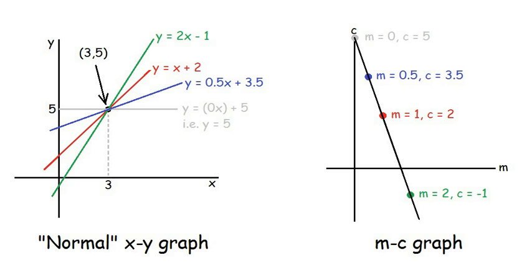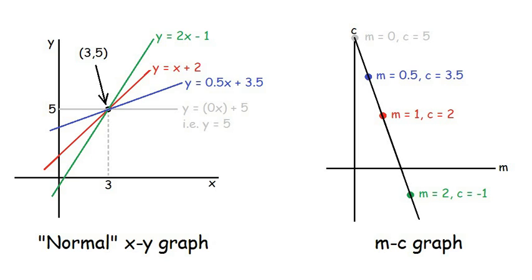y = 0.5x + 3.5, with a gradient of 0.5 and an intercept of 3.5, and y = 5, which has a c value of 5 and a gradient of 0, so the x term disappears entirely from the equation. Each of the lines through the point (3, 5) gives a unique m value and c value, and hence a different point on the graph on the right. By now, you will have spotted that the corresponding points on the MC graph all fall in a straight line, with its own gradient and intercept.